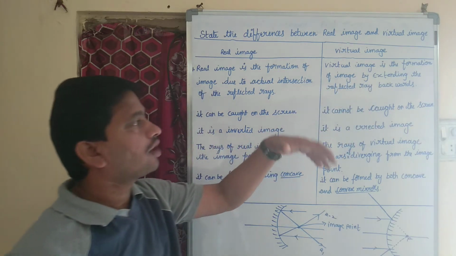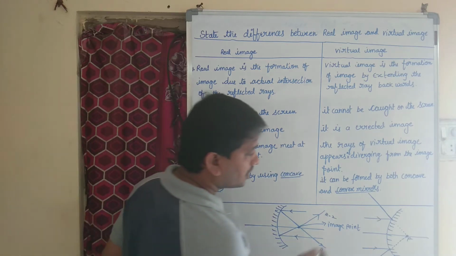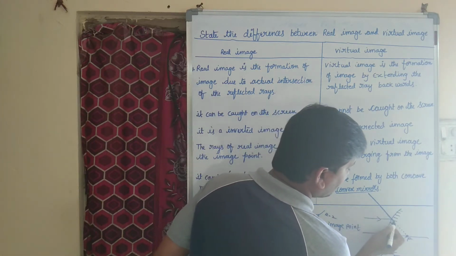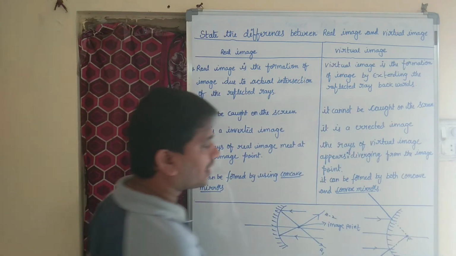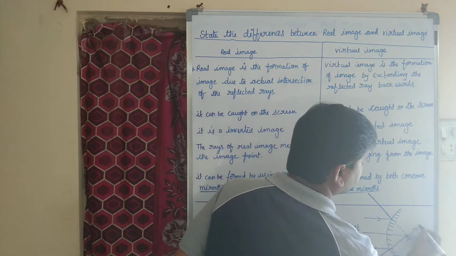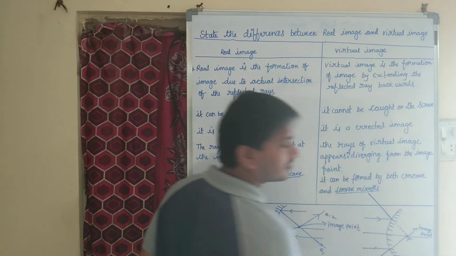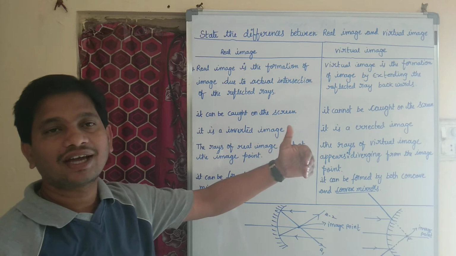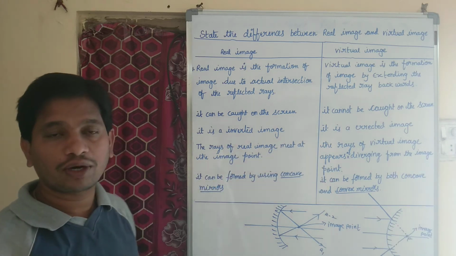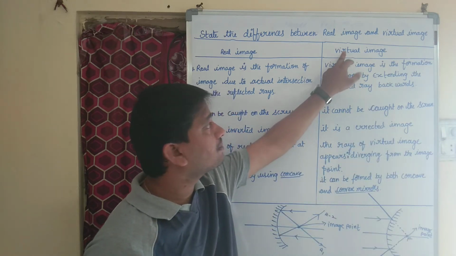Virtual image is the formation of image by extending the reflected rays backwards. See, this is our reflected ray 1, we extended it backwards. This is our second reflected ray, we extended it towards the back side. So here you get the image point. But actually they are not intersecting. We extend the reflected rays towards the back side, and after extending, they meet at one point. So here is the image you will get. That type of image is called a virtual image.